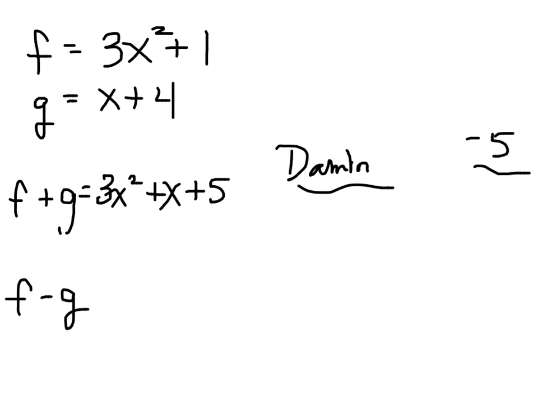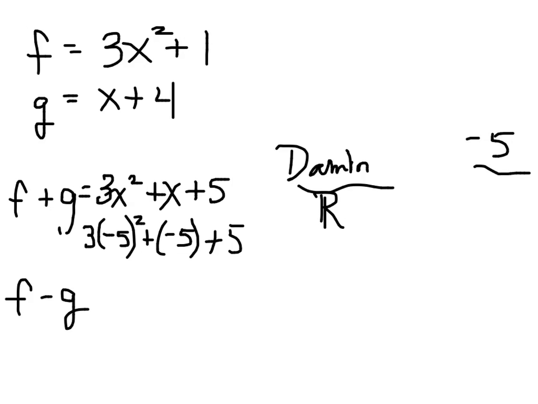What's the domain? All real numbers. There is no restriction for this because A, there's no square root, and B, there was no fraction. This is a parabola. Right? Okay, good. Now if I plug in -5, 3 times -5 squared plus -5 plus 5.